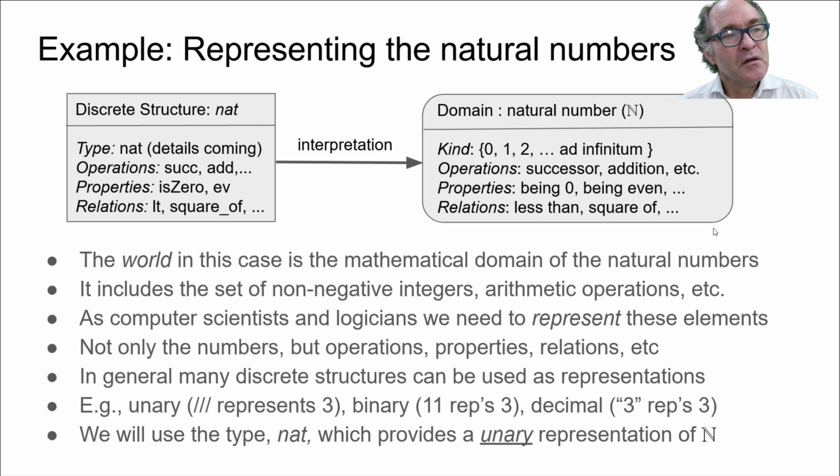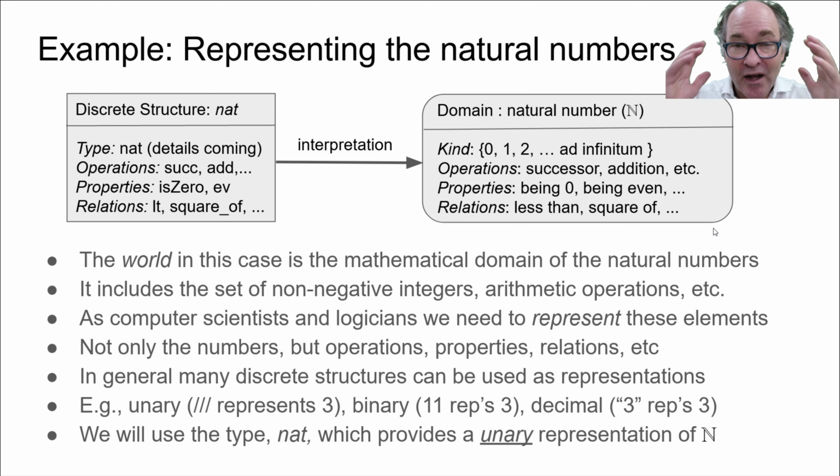Good. On the left-hand side in this diagram, we have a kind of informal specification of a discrete structure that we'll call NAT. That's actually the name of a type with some associated operations, properties, and relations. The type we'll call NAT, and the set of objects that are in that type we'll talk about in just a minute, although I've already given you a heads up on what it's going to look like. And then on the right, we have the domain of the conceptual, mathematical, real world of natural numbers.